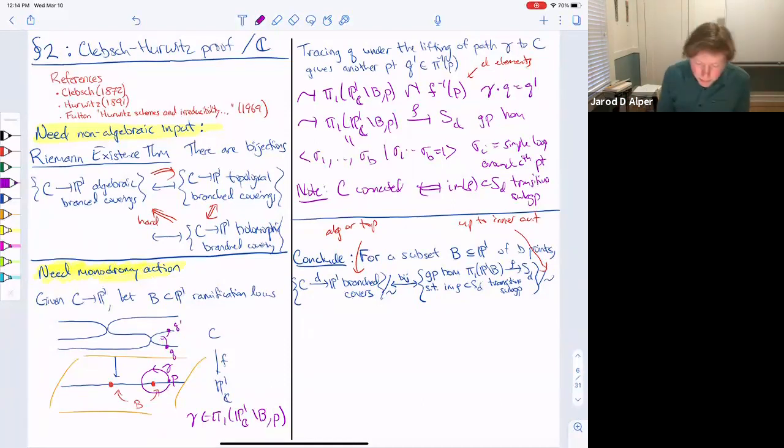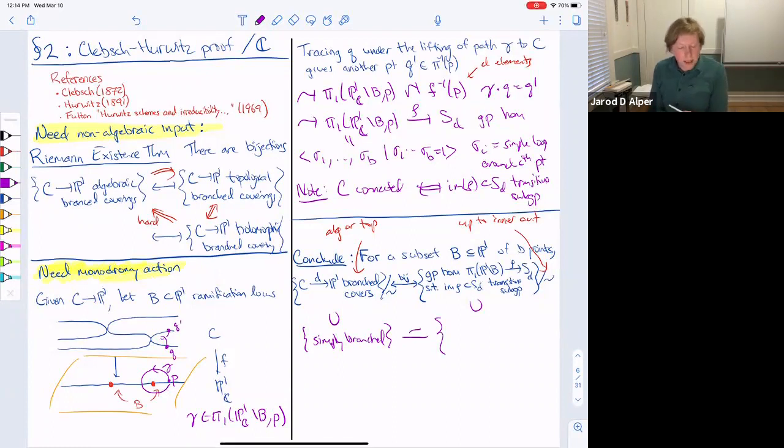And this restricts, so we have this bijection, and if you look at the locus of simply branched covers, this maps bijectively to ones where the condition that it's simply branched, that is that there's only ramification index 2, translates, if you think about it, to the condition that the image of these simple loops, sigma_i, in S_D are transpositions.